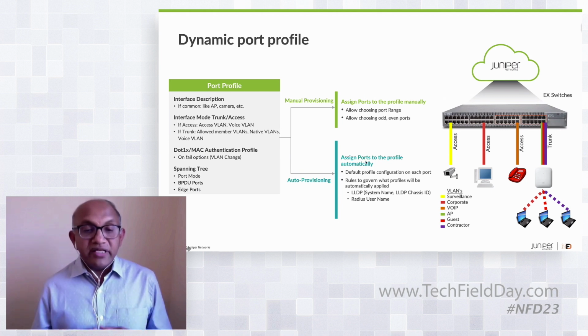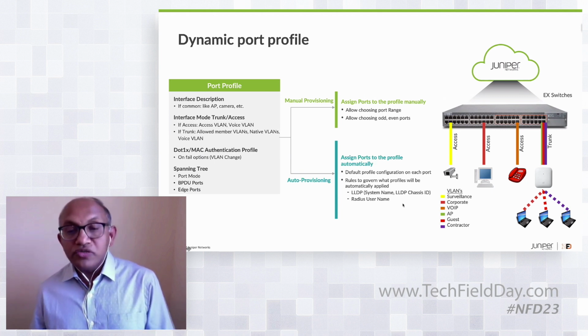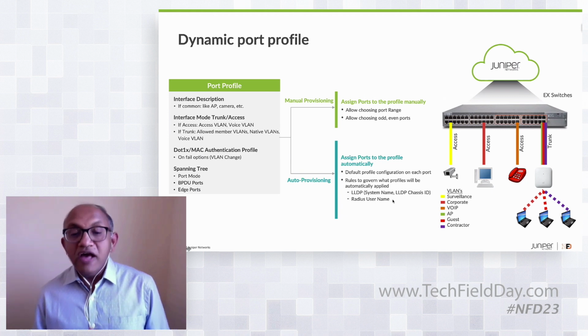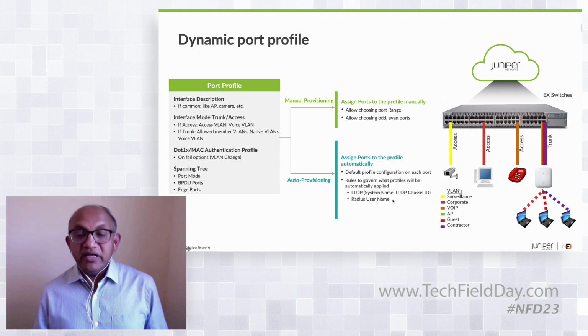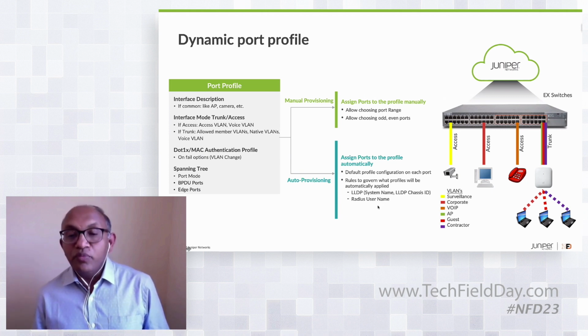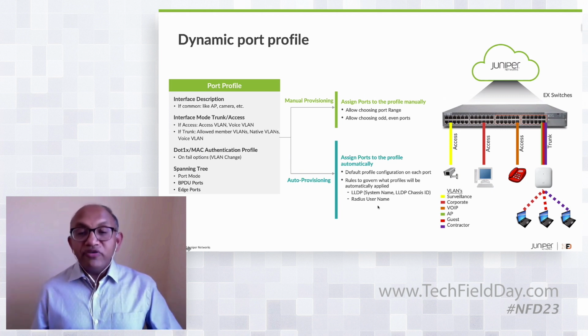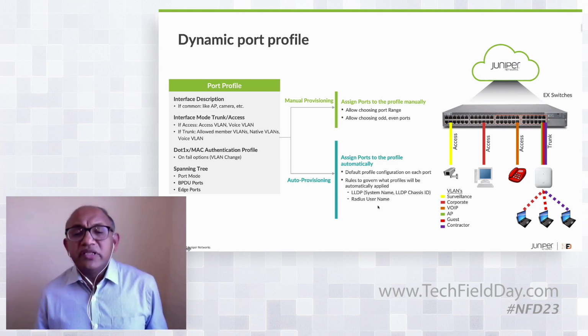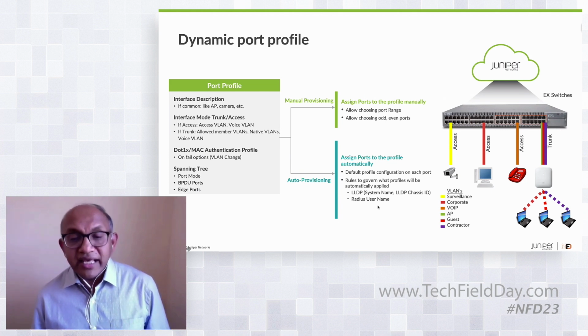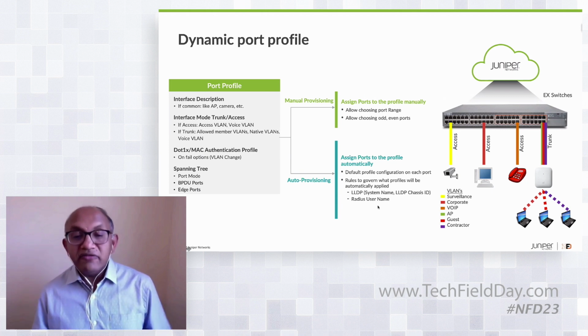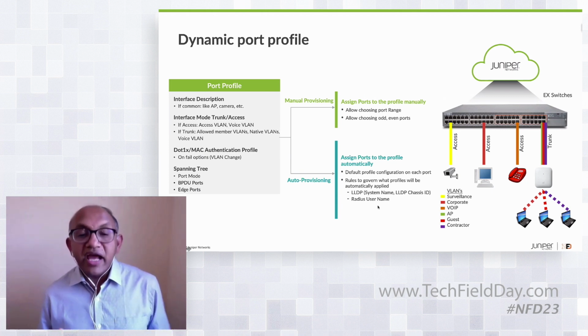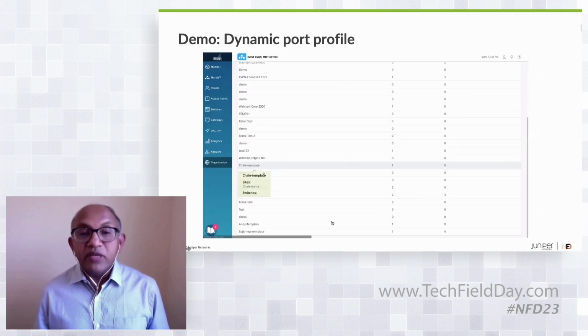Even if you have a RADIUS server in your network or don't have a RADIUS server, via LLDP we will be able to look into the device characteristics, create those various profiles, and assign them automatically. So you can have a port configured with a default profile. As a result, it cannot communicate anywhere in the network, but as soon as you plug in devices, they get applied with the right profile. Let me walk you through a quick demo of the dynamic port profile.